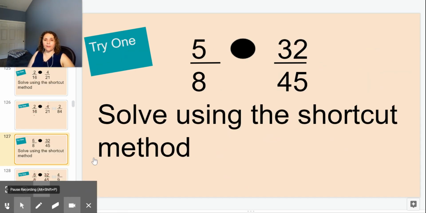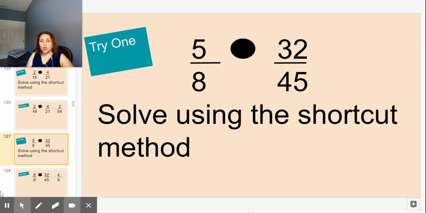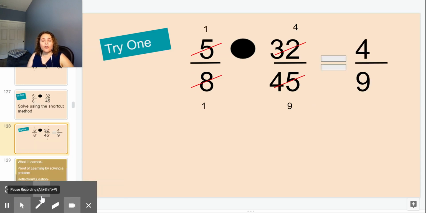Okay, try this one. 5/8 times 32 over 45. Solve using the shortcut method and then come back to me. Okay, so for this one, the first thing I tried, I said, does 5 go into 8? No. But does 5 go into 45? Yes. So I can divide this one by 5. It gives me 1. I can divide 45 by 5, and it gives me 9.